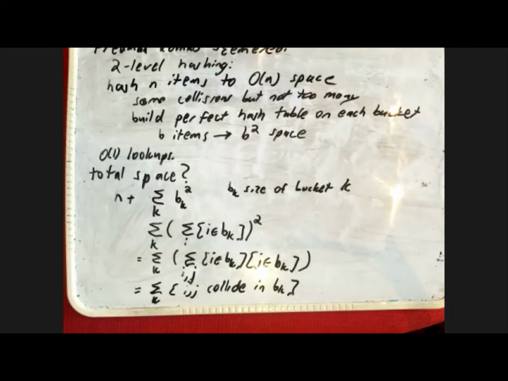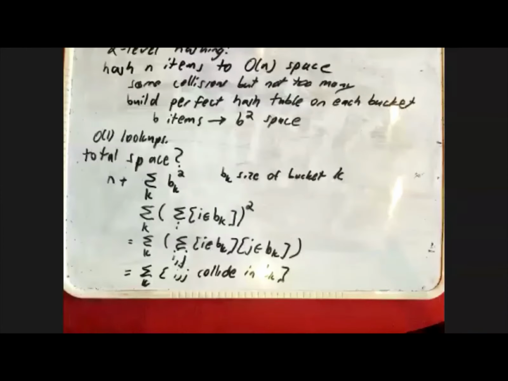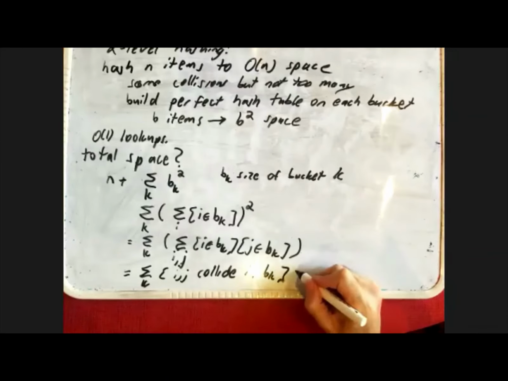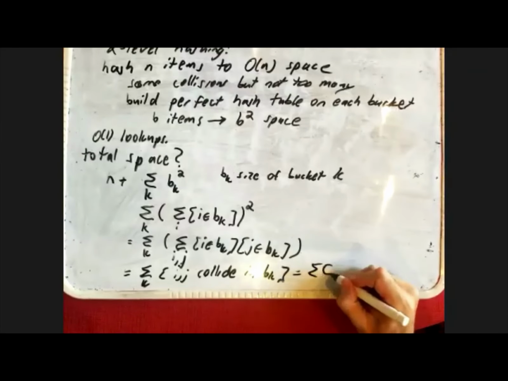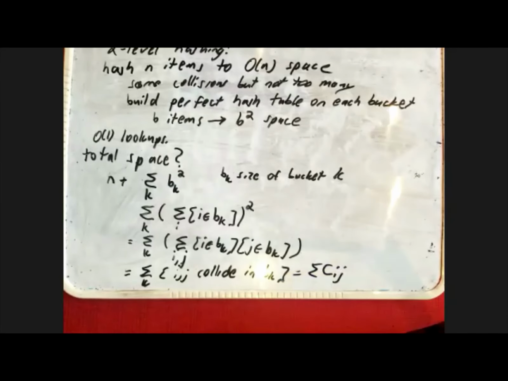Just the total probability that they collide. Well, there's no probabilities here, right? I'm working with indicator variables. So what am I summing up? Total number of collisions. Exactly. This is just the sum of the CIJs, those collision indicator variables, right?